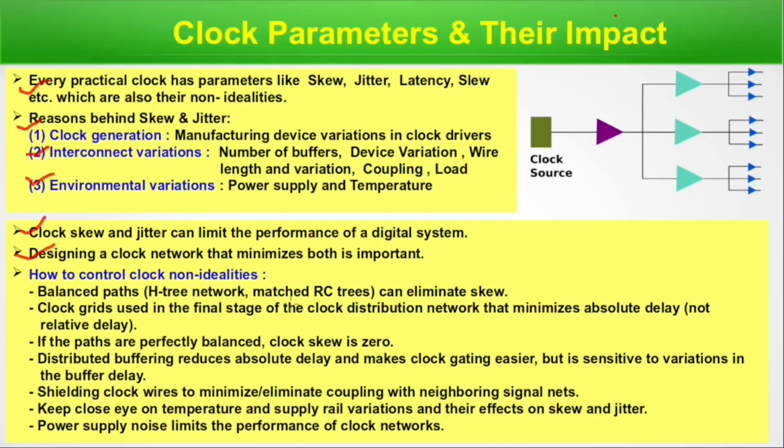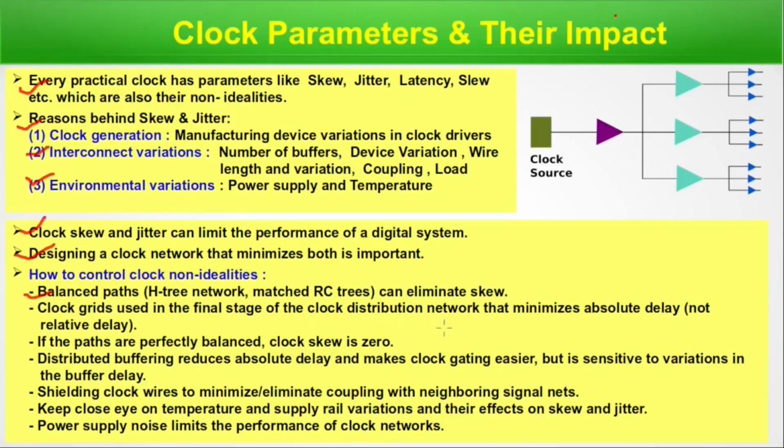Balanced paths, H-tree networks, and matched RC trees can eliminate skew. What are these H-tree networks and matched RC trees? These are about how we design the path, the network of the clock, and how they are connected to the devices. EDA tools can perform that. So, H-tree networks and matched RC trees are like that.